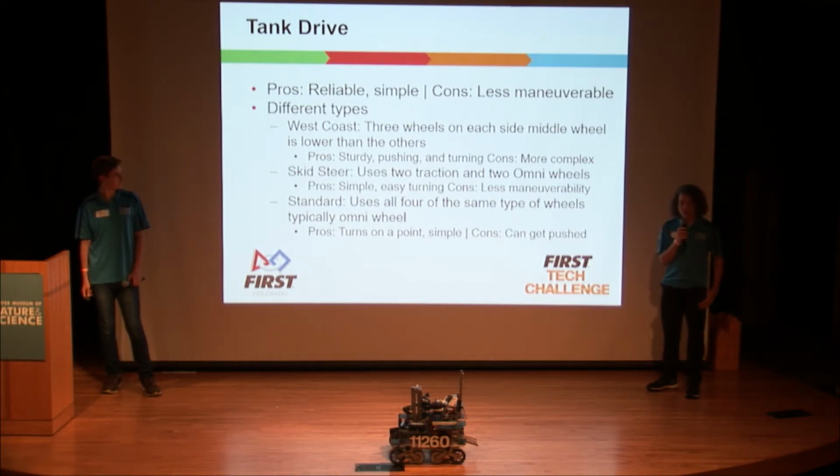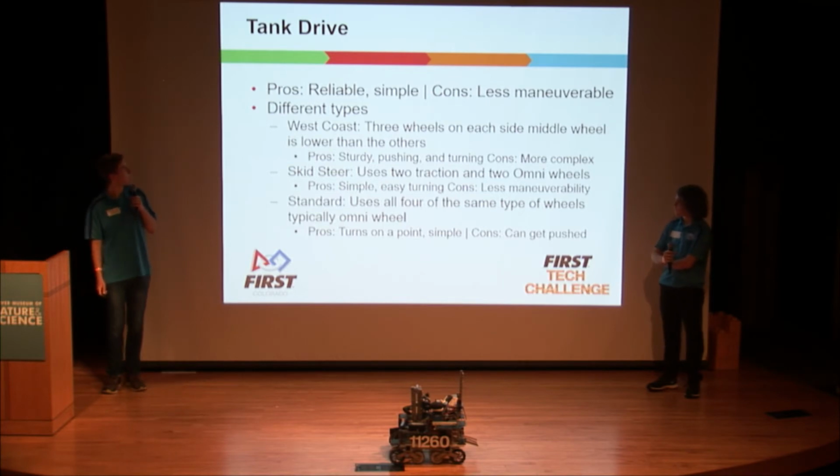The last is a standard tank drive, which has 4 omni wheels, one in each of the 4 corners, which allows your robot to turn on the center of your robot, but it does allow your robot to get pushed side to side because all of your wheels are omni wheels. And this tank drive is probably the most common drive you'll see out there in the FTC world.